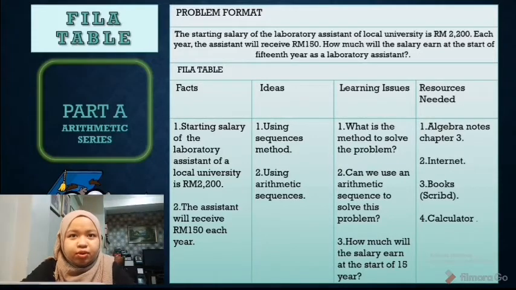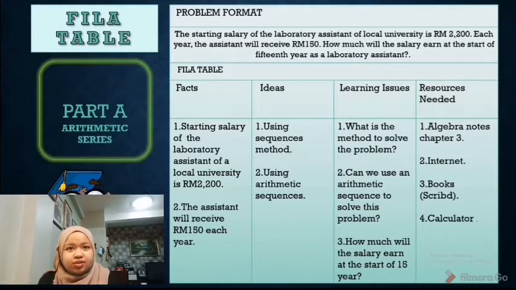So, from the problem given, we can state the facts. Number 1, the starting salary of the laboratory assistant of local university is 2,200 ringgit. Second, the assistant will receive 150 ringgit each year. The ideas that we got to solve this problem are, first, using the sequences method and number 2, using arithmetic sequences.